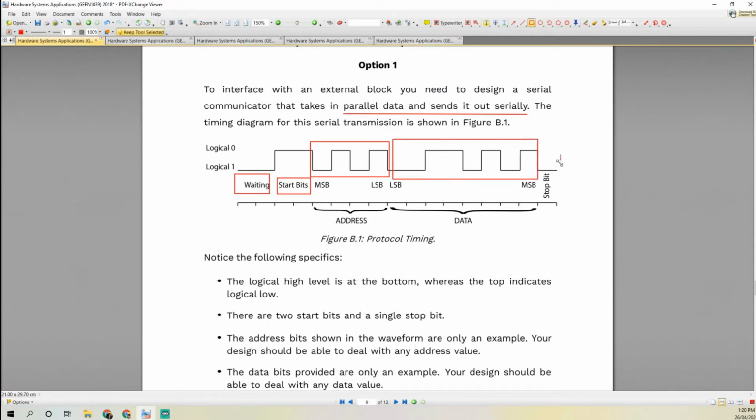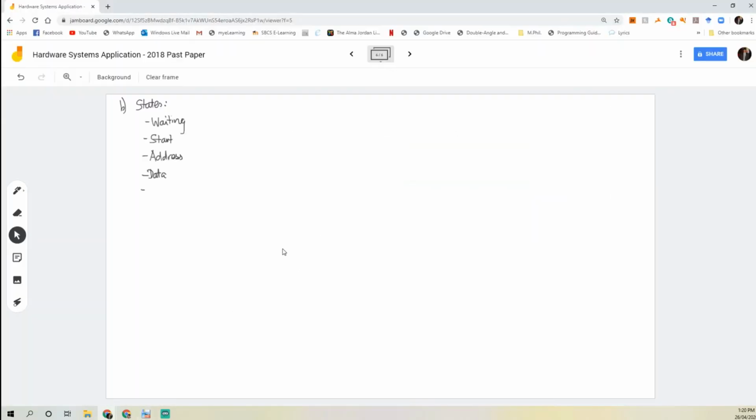After we send out this data, we're going to send a stop bit to tell the receiving end that we have stopped communication, and that will lead us with a stop state for this communicator. All right. Okay. So these are our states, and we could actually start drawing the state transition diagram now.